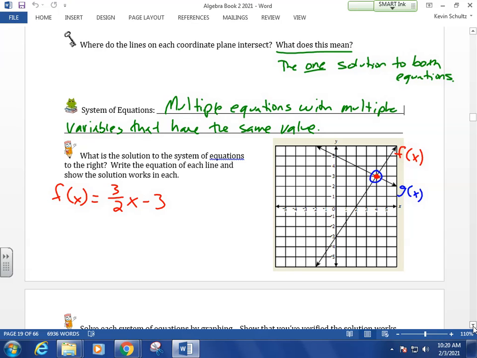What is the, if we plug in that ordered pair, 4, 3. 3 equals 3 halves times 4 minus 3. That gives us 3 equals 6. 3 halves times 4 is 6 minus 3, which does check out, right? So we've proven that that ordered pair works in the f of x equation.